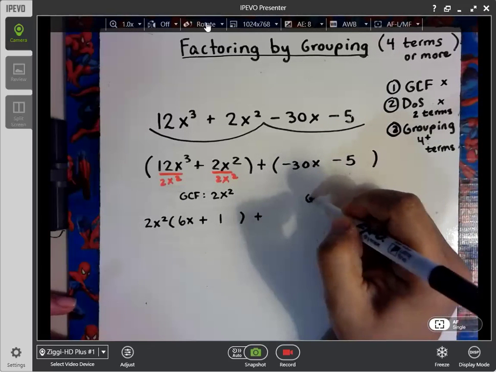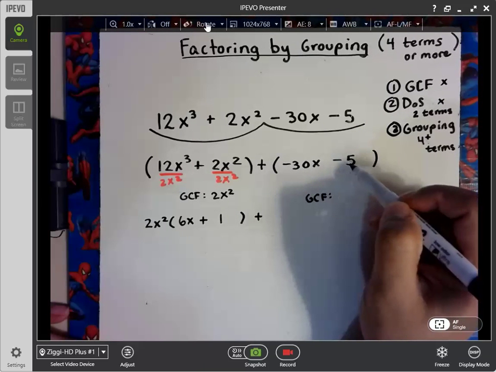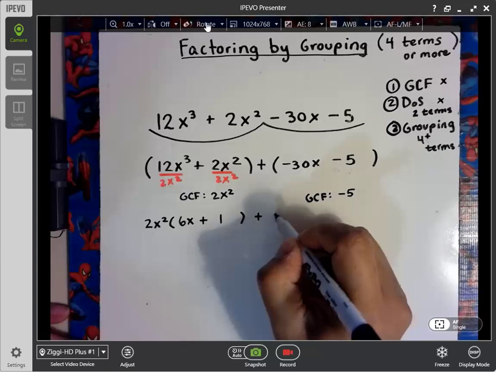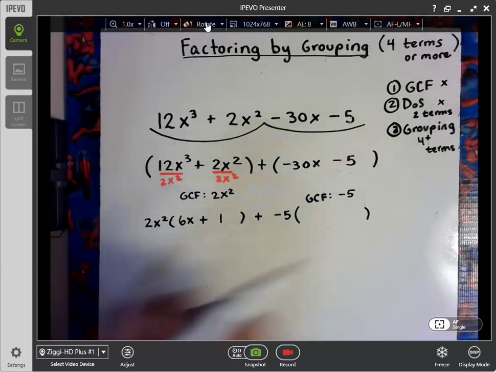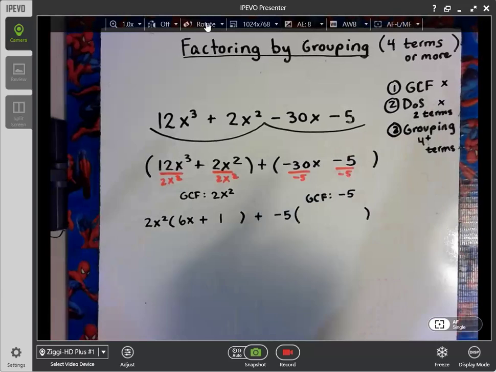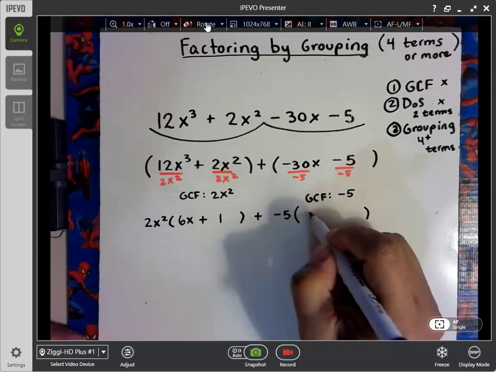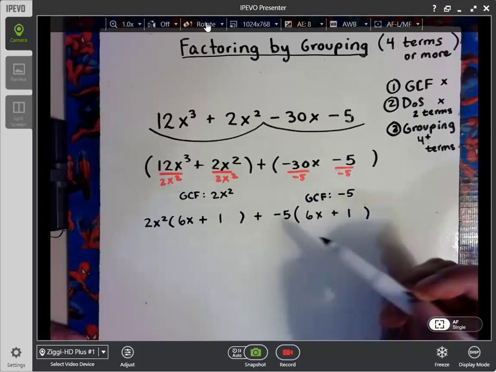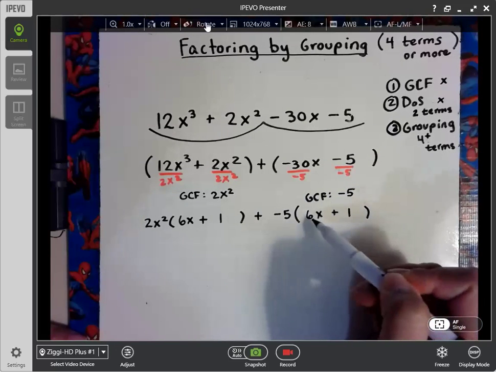Okay. Now you need to factor this one by GCF. And between the 30 and the 5, I have a negative 5 that I can pull out. They don't have a common variable. So I pull out the negative 5, and I need to figure out what's left inside the parentheses. And negative 30 over negative 5 is 6x. Negative 5 over negative 5 is a positive 1. You always want to end up with a positive number here. You see how that was negative 30? So that's why I pulled out the negative sign.